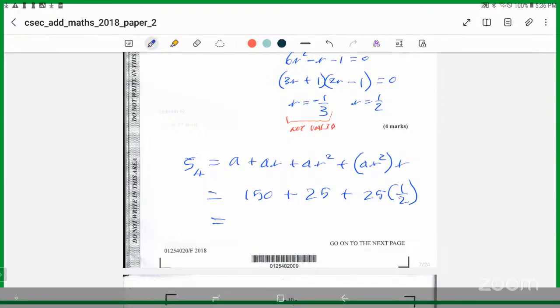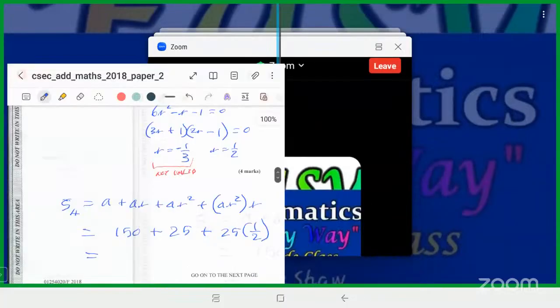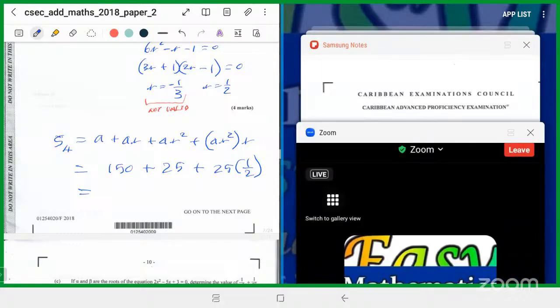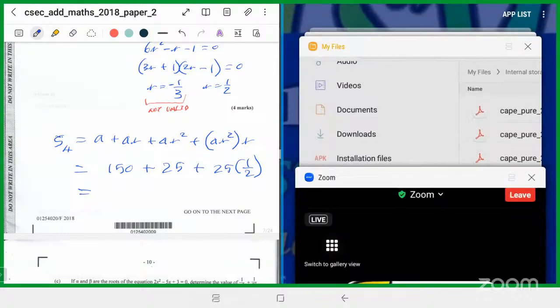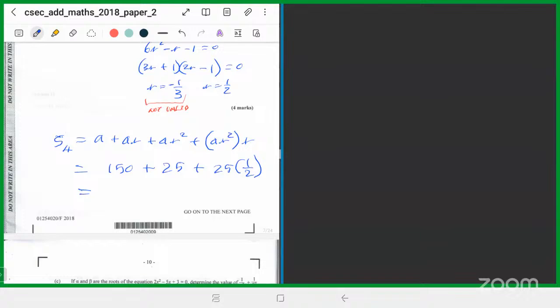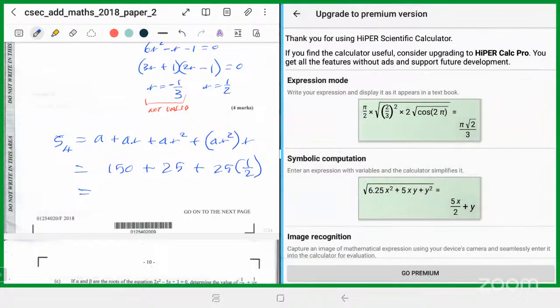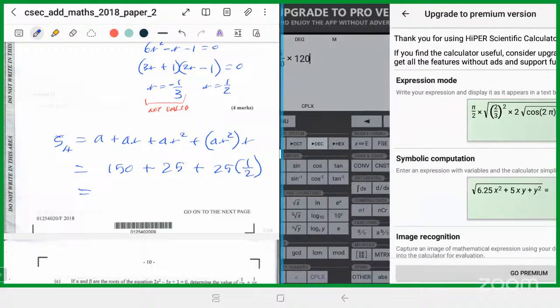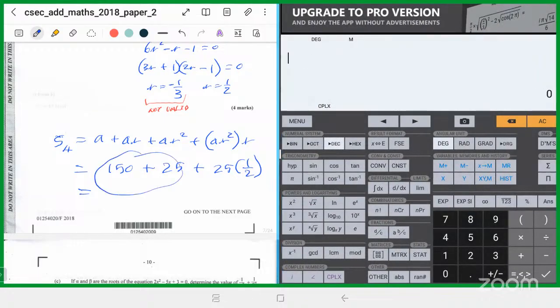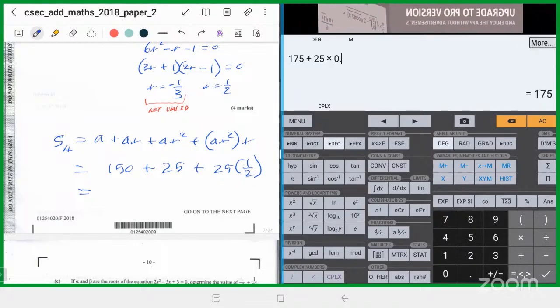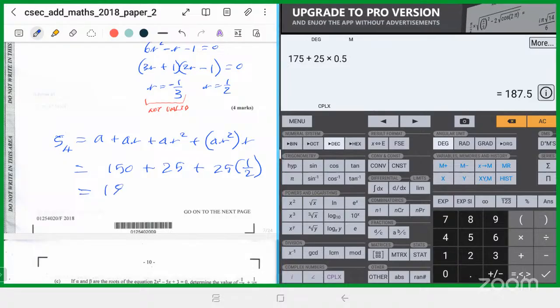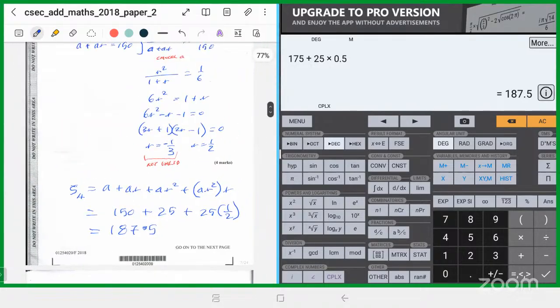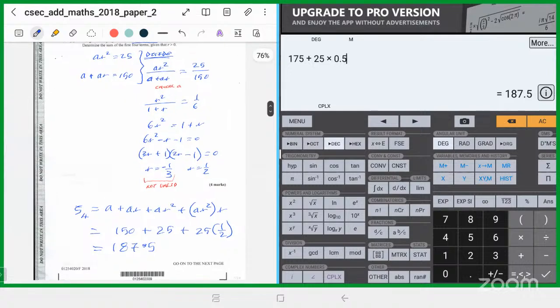And you work that out, you get the answer. I'm going to do the other way where I find the r and find the sum of the fourth term, just to show you. So this guy, that is it. Let me work this out quickly with the calculator. So it's actually going to be 175. So it should be 175 plus half of 25, or 25 times a half. Times half is 12.5. That's 187.5. That's the sum of the 4 terms. Okay with that? Yes, sir.